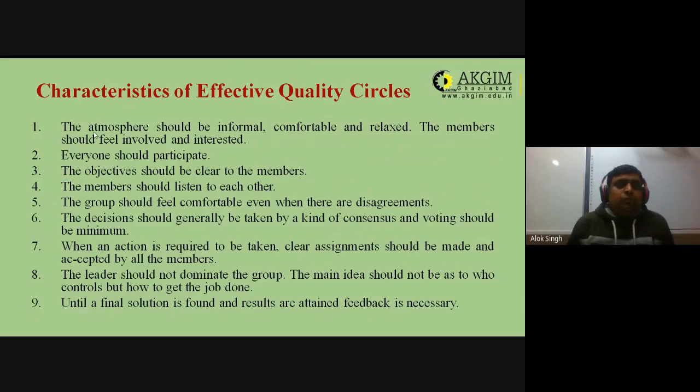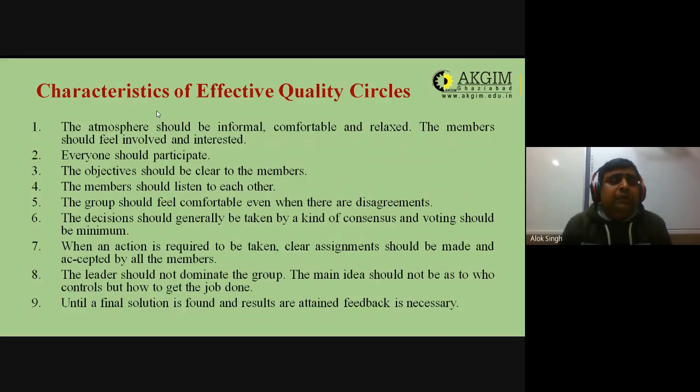So what are the various characteristics of an effective quality circle? The atmosphere should be informal, comfortable, and relaxed, so that everybody is comfortable to communicate. Members should feel involved and interested to interact, to discuss basically. That is a characteristic of an effective quality circle. Another characteristic is that everyone should be participative in nature, which means everyone should take part in discussion, in resolving issues, in giving strategy, in giving planning.